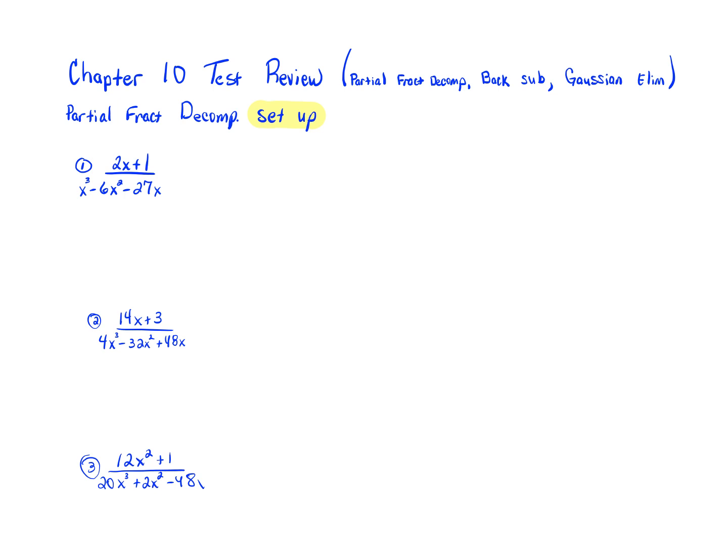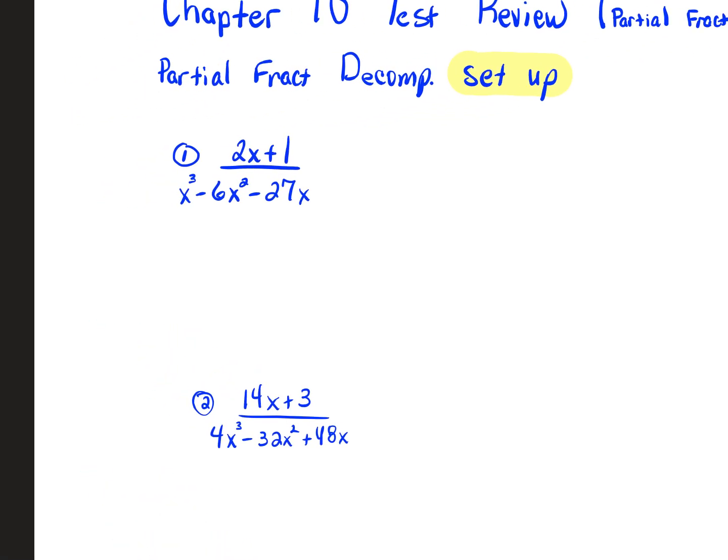We're just setting these up. So if we look at number 1, we are given 2x plus 1 over x cubed minus 6x squared minus 27x. Factor your denominator. Your greatest common factor out of all of these is x, so we're going to factor out an x first. That gives us x times x squared minus 6x minus 27. That 27 has factors of 3 and 9. If the 9 is negative, the 3 is positive. That gives you the negative 6 that you're looking for. So this factors to be x times x plus 3 times x minus 9.